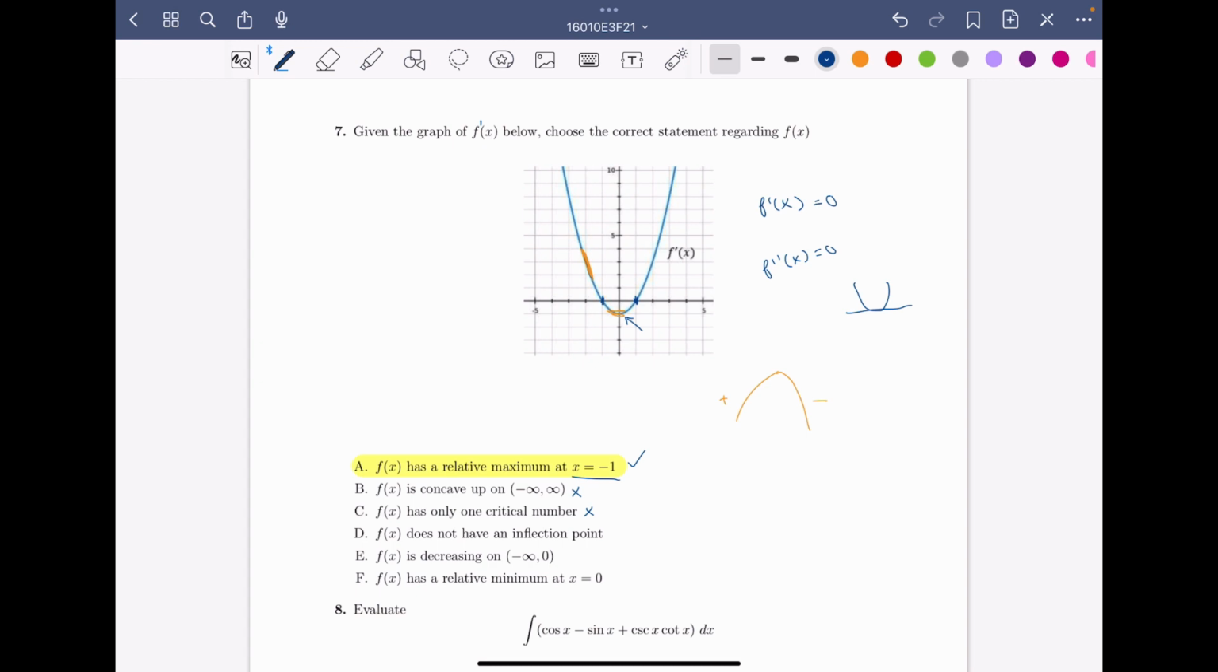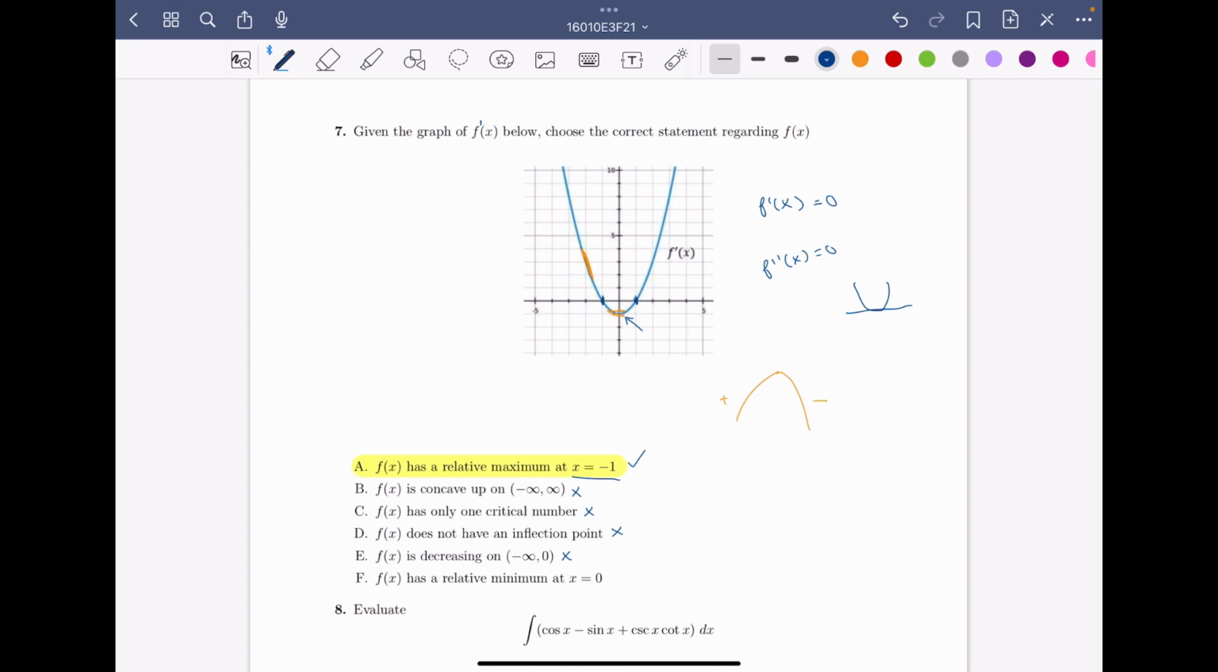We just talked about this. Wherever the first derivative has a horizontal tangent line is where there's an inflection point. So there's an inflection point at x equals 0. So this is not true. And then f of x is decreasing on -infinity to 0. Because the graph is positive for most of that, and then on top of that, it changes sign. It can't be decreasing on that entire interval, so E is false.